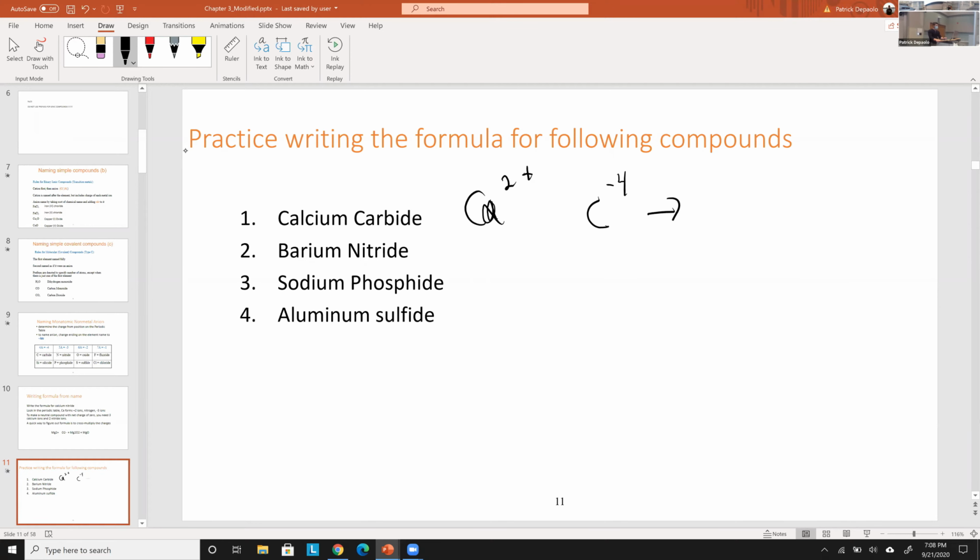So what would the formula for calcium carbide be? Anybody? I'll give you a hint. It starts with a C. Ca2C. Perfect. Ca2C. Like that. Because your charges have to cancel out. You need 2 calciums to cancel out with 1 carbon. So it would be Ca2C. Like that. Does that make sense? Okay. So now I'm going to give you a minute or two to do the rest, 2, 3, and 4, on your own, and I'll go over them in a minute.